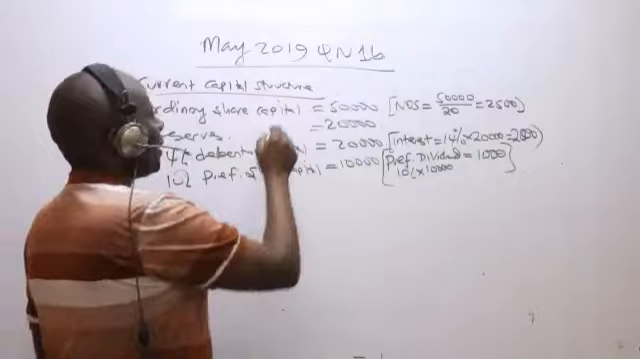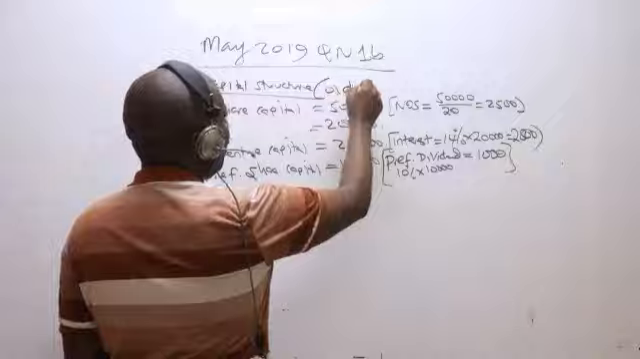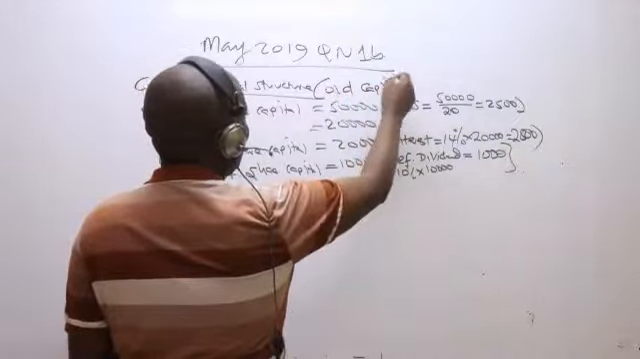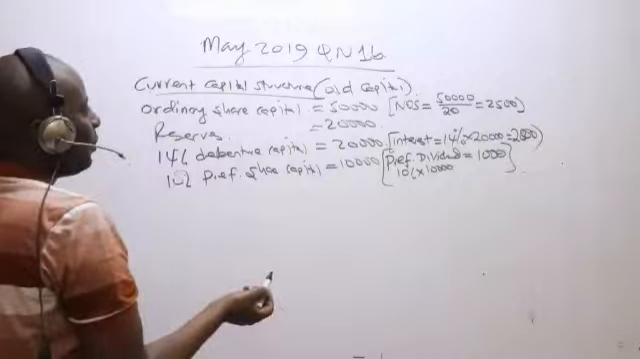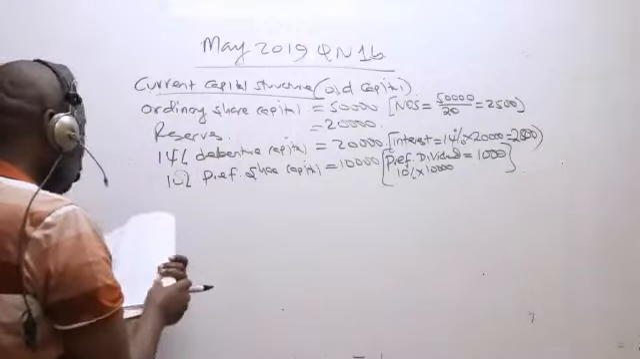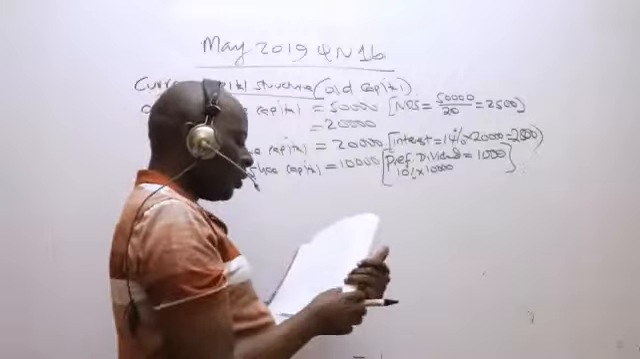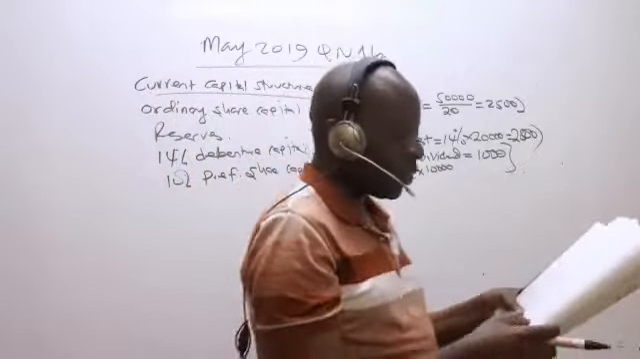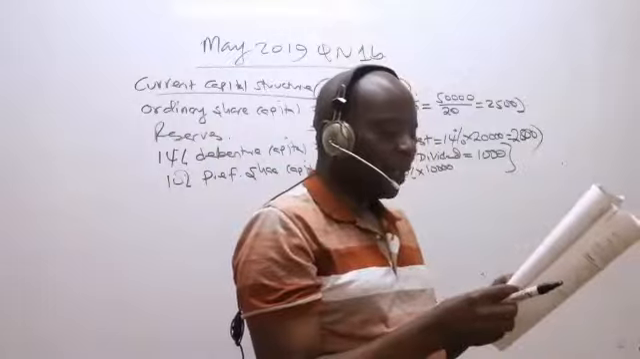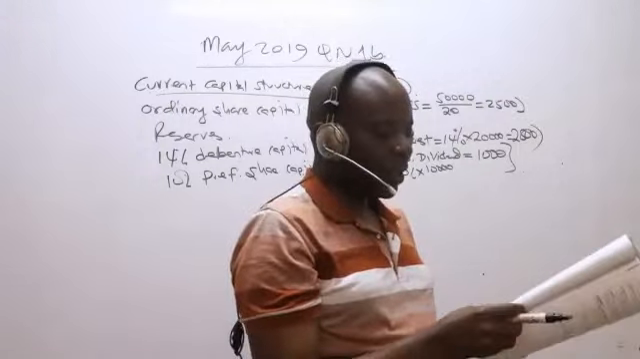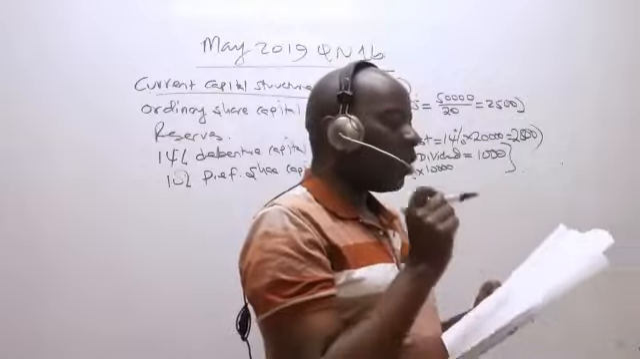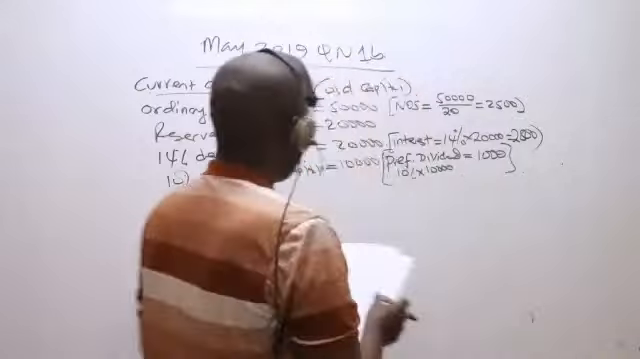Current capital structure is also what I call the old capital structure, the existing capital structure. Now from there, they want us to look for some more funds. If you look at this question very well, they want us to raise 10 million Kenya shillings. So, how do we raise these 10 million Kenya shillings?